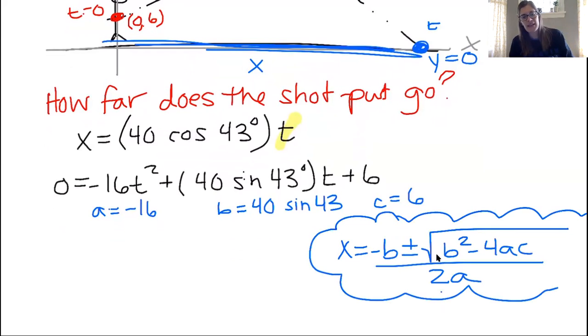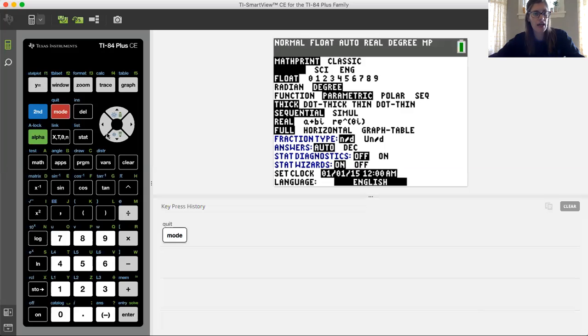Okay, so we're going to be plugging into that quadratic formula with these values for A, B, and C. And notice B is not really a nice number, 40 times sine 43. I don't want to turn it into a decimal because it's probably a long decimal. I don't want to round it in the middle of the quadratic formula. So I'm going to pull up my graphing calculator and share that screen now so that I can show you or remind you how to store a number that you can use, and we'll do the quadratic formula together. So we're trying to solve for when the shot put is on the ground, when its height is 0.